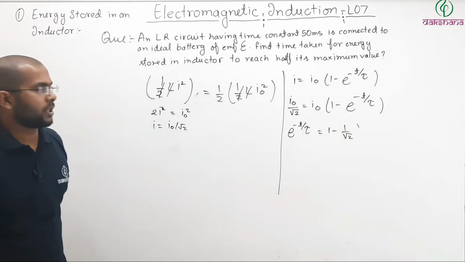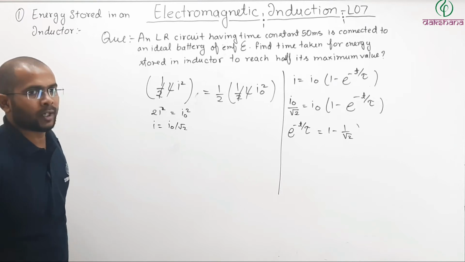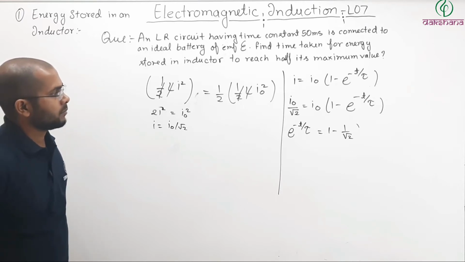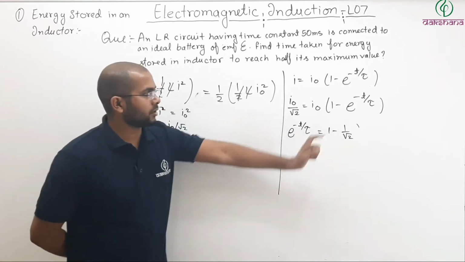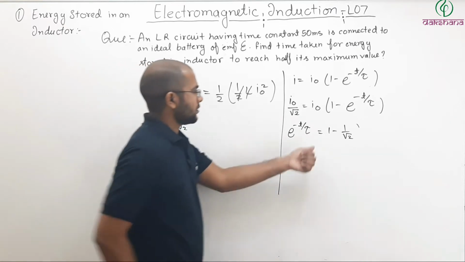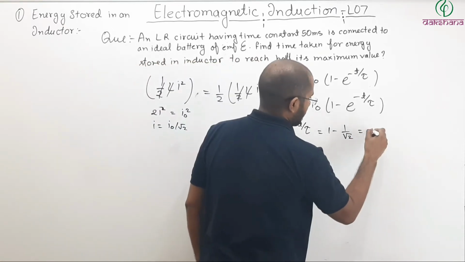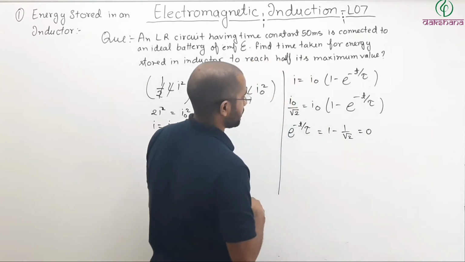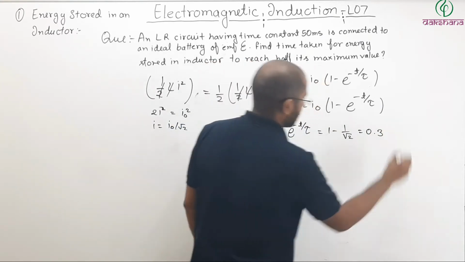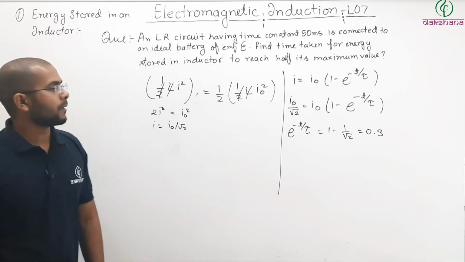Now root 2 is how much? Root 2 is approximately 1.44 and 1 by 1.44 is approximately 0.7. So this value will be approximately how much? 1 minus 0.7, yes, approximately 0.3, like that.